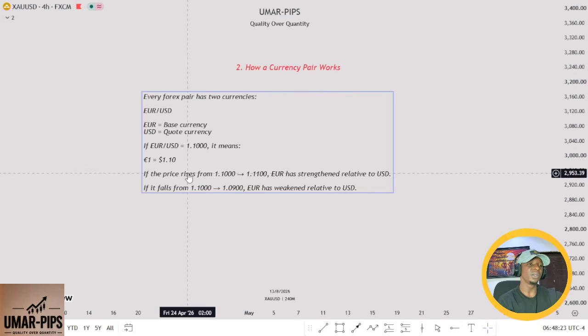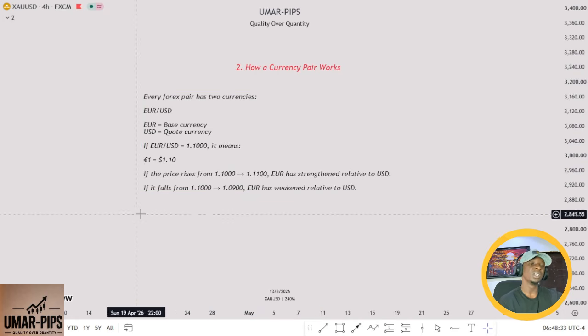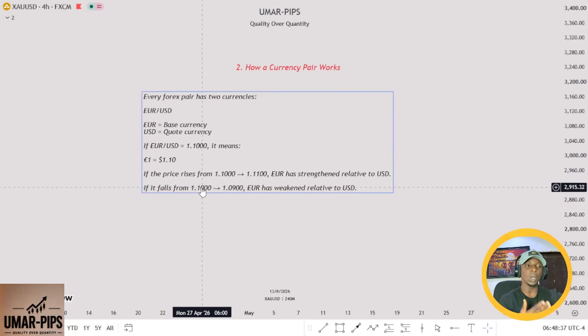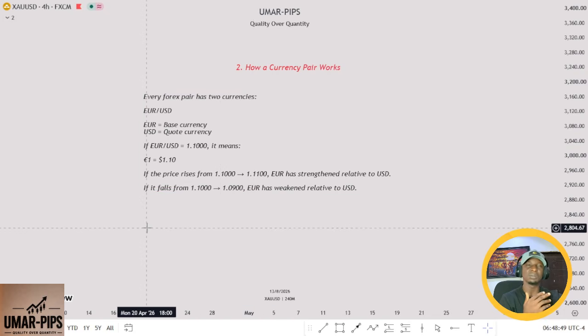Now, if the price rises from 1.1 to 1.11, euro has strengthened relative to what? Relative to USD. You see? And if it falls from 1.1 to 1.09, euro has weakened relative to what? Relative to USD. So that is how currency pairs work.